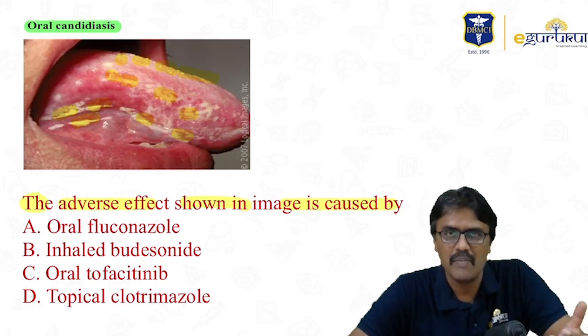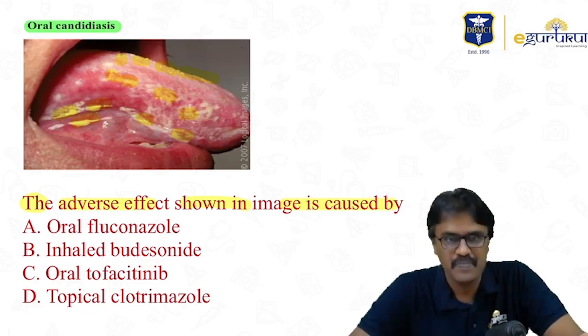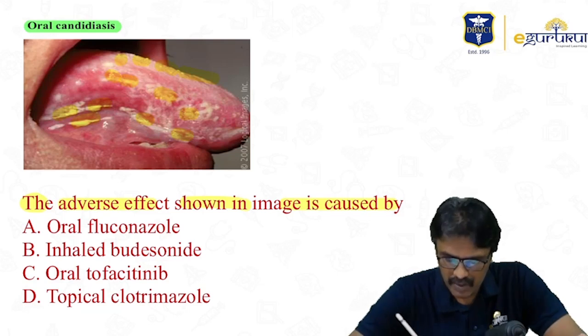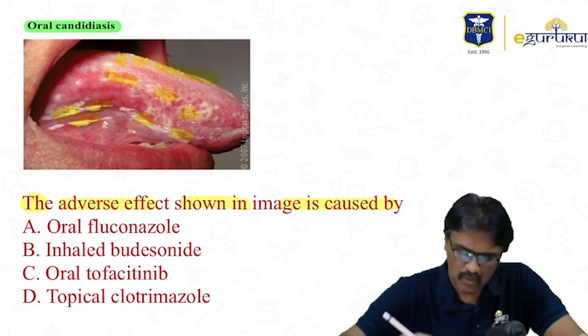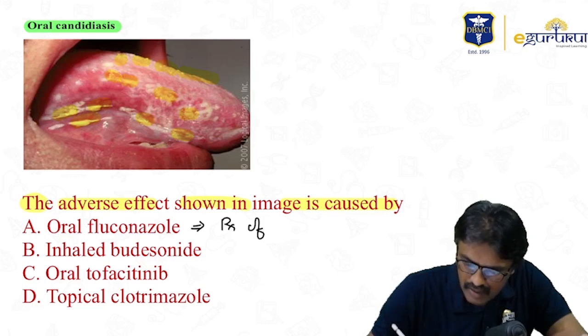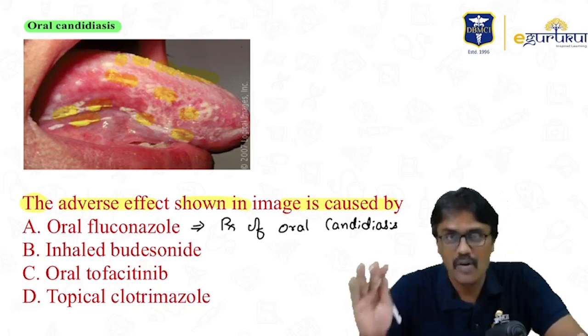So, which drug can cause this oral candidiasis? Option A, oral fluconazole; B, inhaled budesonide; C, oral tofacitinib; D, topical clotrimazole. Now, what is oral fluconazole? Oral fluconazole is an antifungal. It is used in the treatment of oral candidiasis, so it will not cause oral candidiasis.